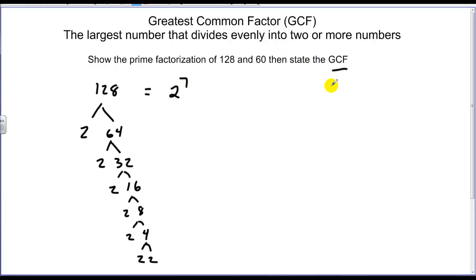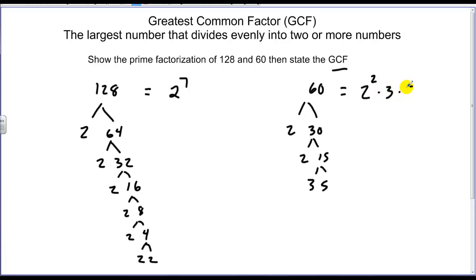Now if I use 60, start breaking that down, that's 2 times 30. That's 2 times 15, and 3 times 5. So if I break this down, this is 2 squared times 3 times 5.